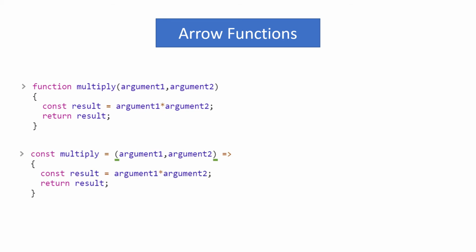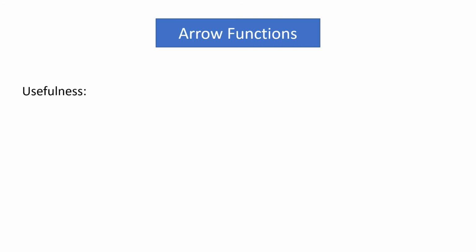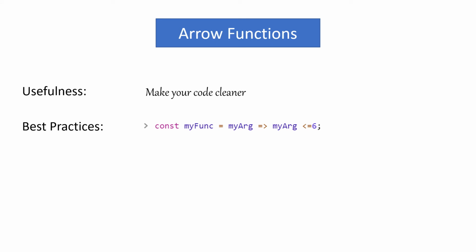So what are arrow functions useful for? Arrow functions are useful in making your code cleaner. As for best practices, keep in mind that arrow functions might, in some scenario, make your code more complicated rather than cleaner. Here is a simple example. What does this function do? As you probably guessed, this is what it does, but the arrow function version is a bit confusing.